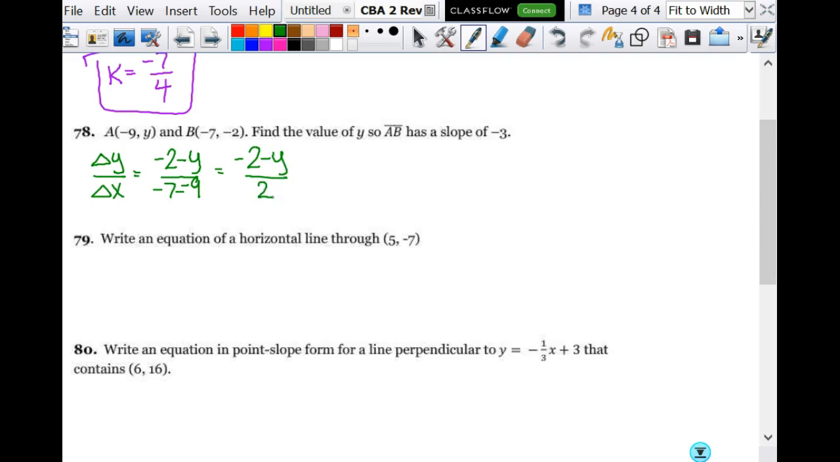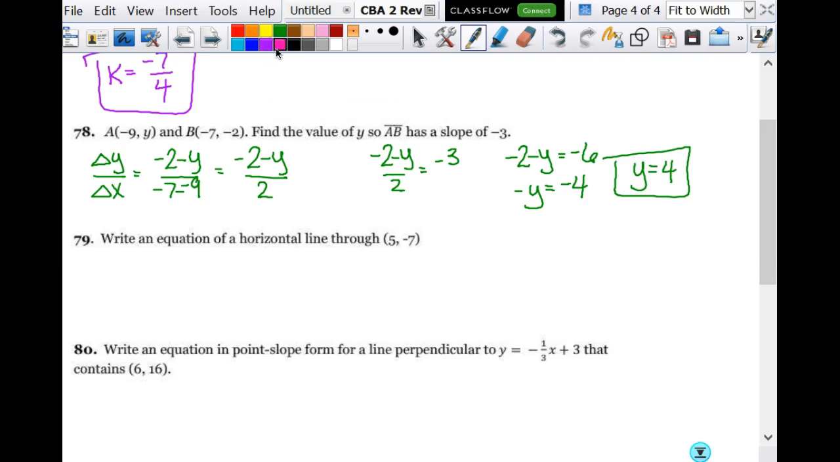I want that to equal negative 3. So negative 2 minus y over 2 equals negative 3. So now I just got to solve for y. So I multiply both sides by 2. That'll give me negative 2 minus y equals negative 6. Add 2 to both sides. Negative y equals negative 4. So y equals 4.